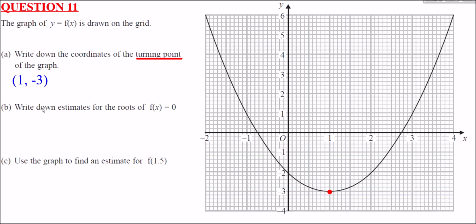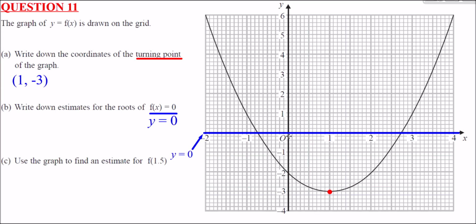For part B, we need to estimate roots of f of x equals 0. But f of x is y. So this is exactly the same thing as saying whereabouts is y equal to 0. Well, y goes up and down. So when y is equal to 0, that means where y is on the x-axis, where the y line has a height of 0. So we're looking for this point here. It's where this curve in black crosses this horizontal line in blue.